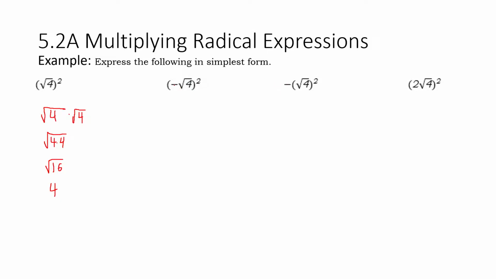Sorry, this one's inside the brackets, this one's outside the brackets. So if we are squaring negative root 4, the negative of root 4, that's the same as doing negative root 4 times negative root 4. Now imagine multiplying these two coefficients together. This is a negative 1, this is a negative 1. That's the same as positive 1.